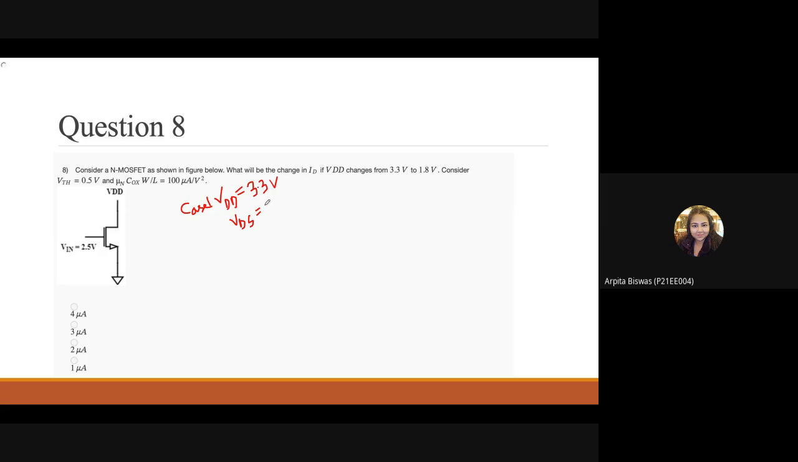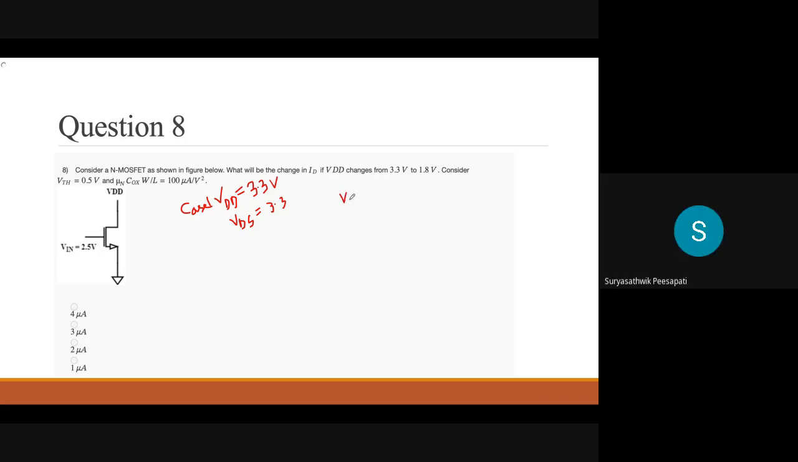Just a minute. Yes, VDS is also equal to 3.3. Now tell me, what is the condition for this MOSFET to go into saturation mode?